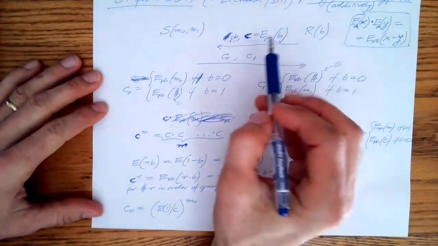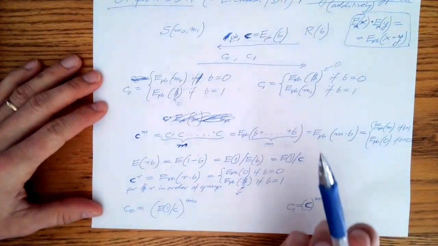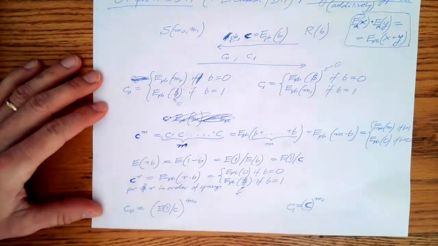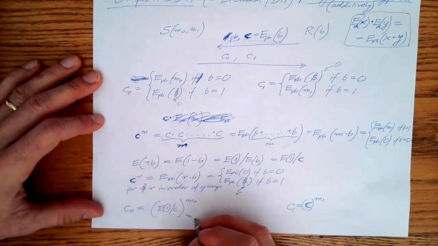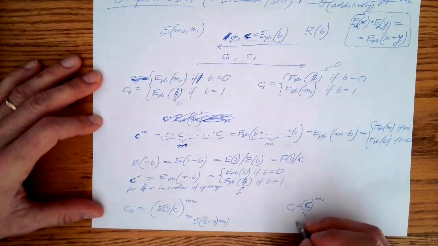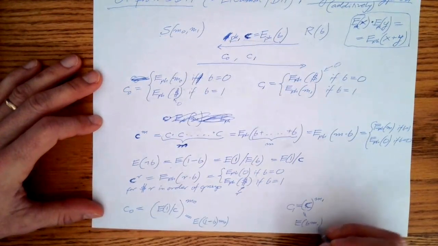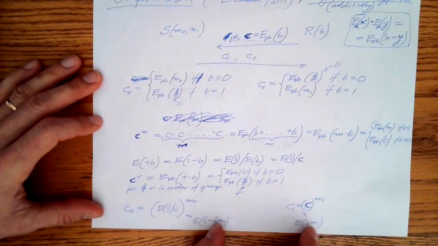So the only remaining case is perhaps that this is not an encryption of either 0 or 1, but an encryption of some other value b. Then whatever that value is, this is an encryption of (1 minus b) times m0, and this is an encryption of b times m1. If b is, let's say, 2, then this is minus m0, and this is 2 m1. So he gets information about both.